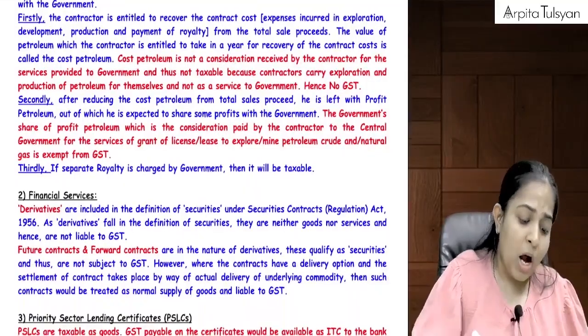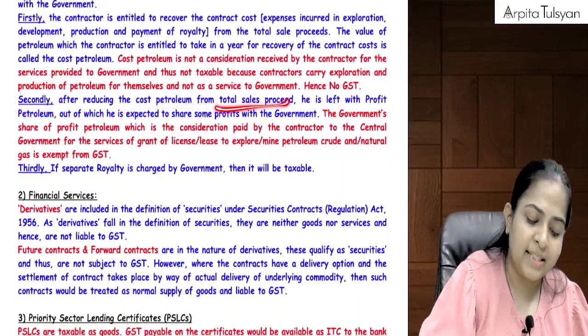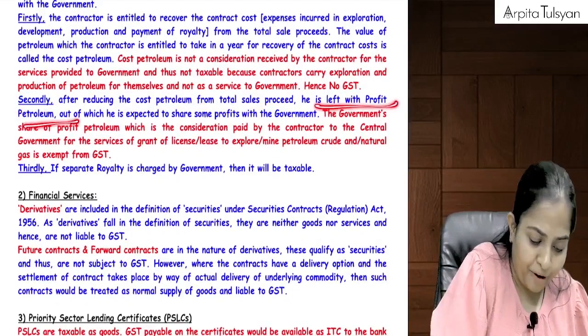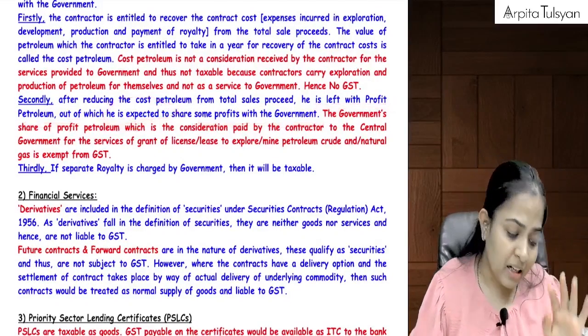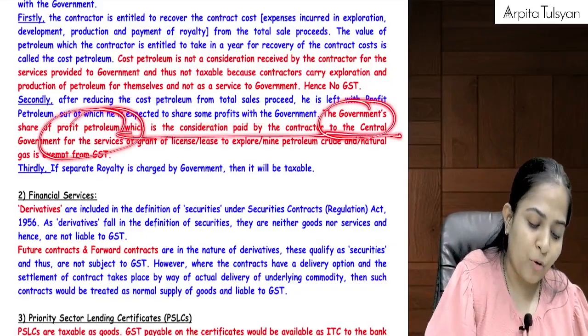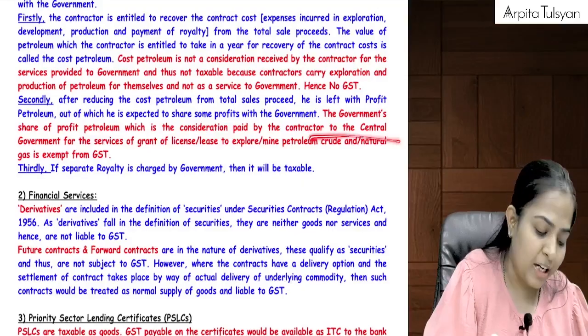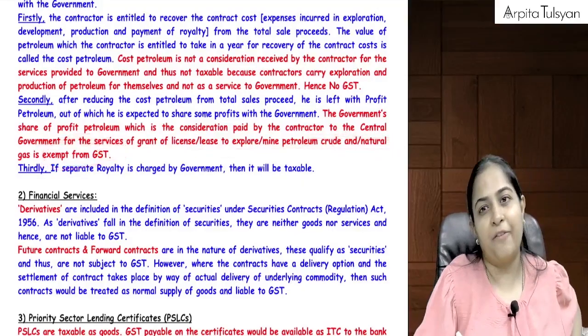on that. Then after reducing the cost petroleum from the total sale proceeds, he is left with the profit petroleum, out of which he is expected to share some profits with the government. So whatever share of profit petroleum we are paying to the government, that is exempted from GST.